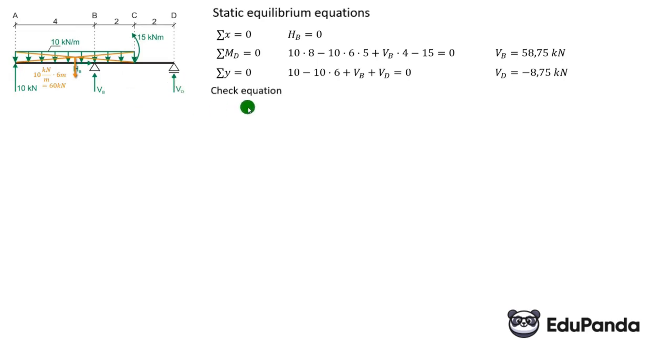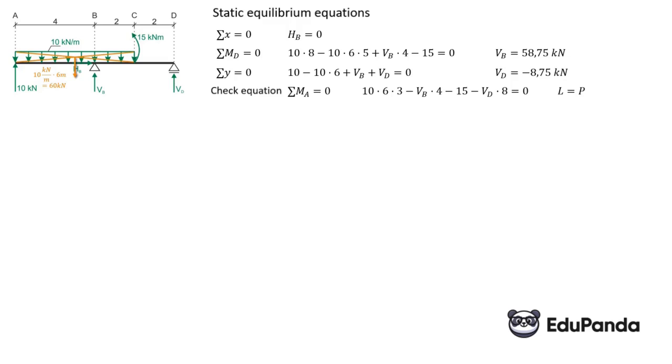One more check. Let's check. The sum of moments, let's take it at point A. This is 60 times 3 meters, minus VB times 4 meters, minus 15, minus VD times 8 meters. And if the reactions are calculated correctly, then the left equals the right, which means 0 equals 0. It should come out correctly. It comes out like this here. So we are sure that the reactions are calculated correctly, unless we made a mistake in the check. But we don't have to be so pessimistic. So this check is an important matter.